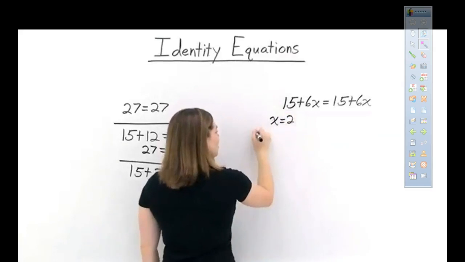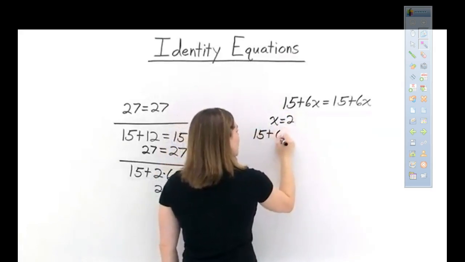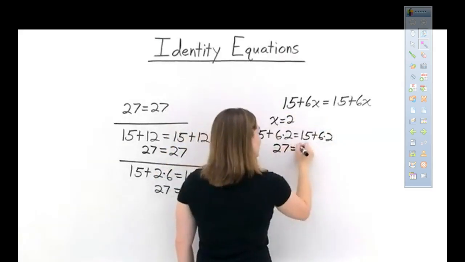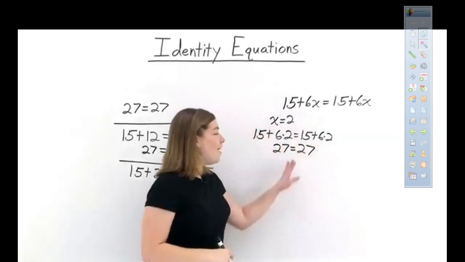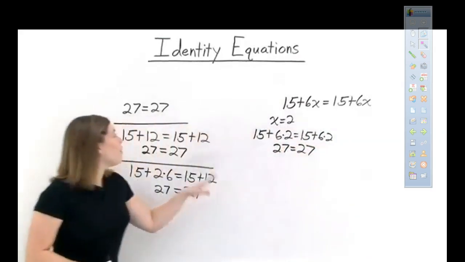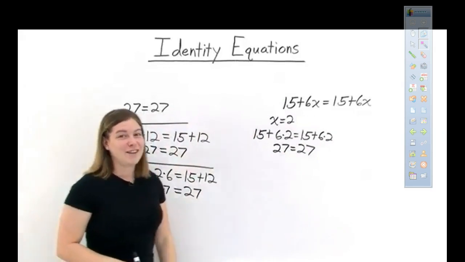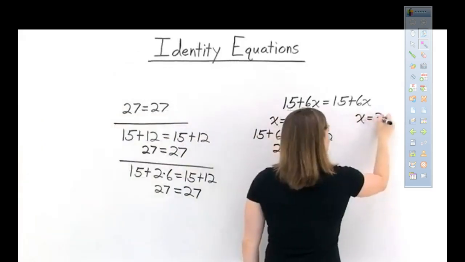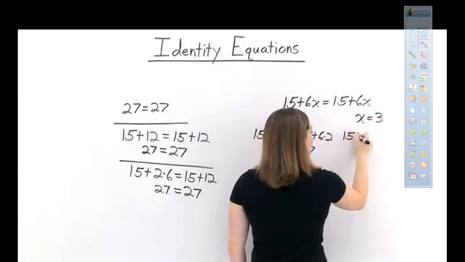Let's pick x equals 2. So we have 15 plus 6. So this is kind of like how we do our checks, right? And a true statement. So let's pick another x. So now she's going to pick a different value. Then we have 15.